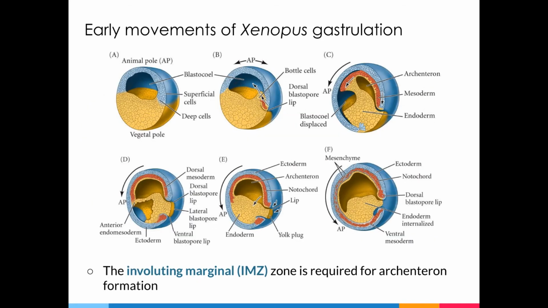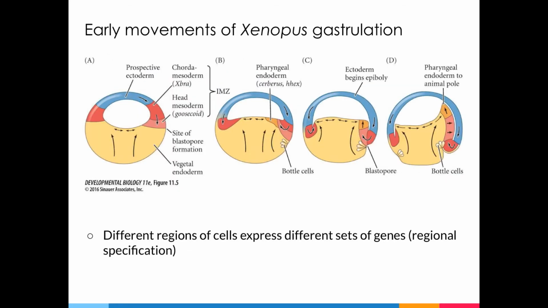Cells located in the region of the marginal zone get pulled into the embryo and form the lining of the archenteron or primitive gut. It's worth noting that if these cells are removed, the archenteron does not form properly. As I mentioned previously, the cells that lead the way into the embryo migrating toward the anterior and under the surface ectoderm are those that will give rise to the head endoderm, which is also known as the pharyngeal endoderm.